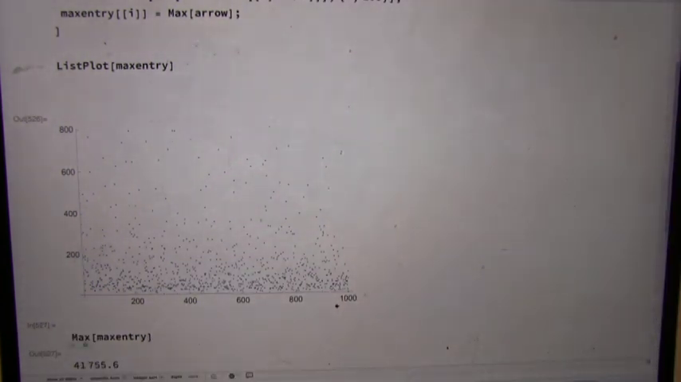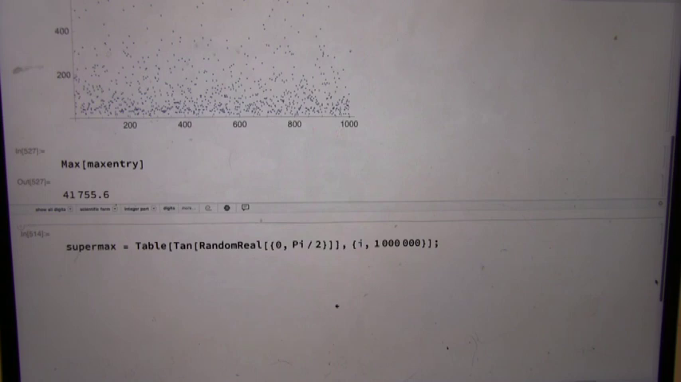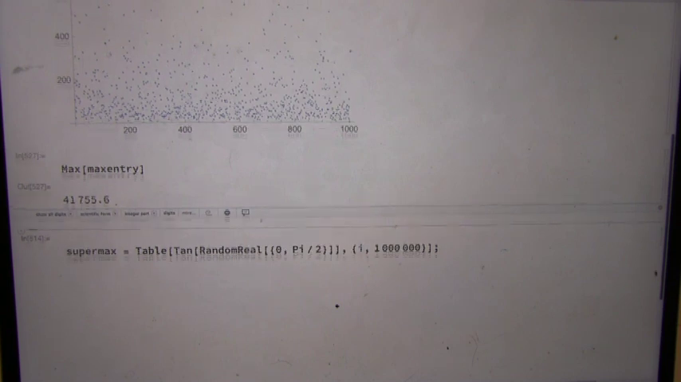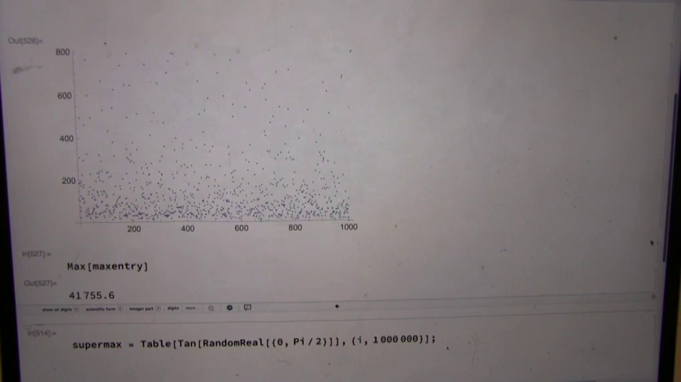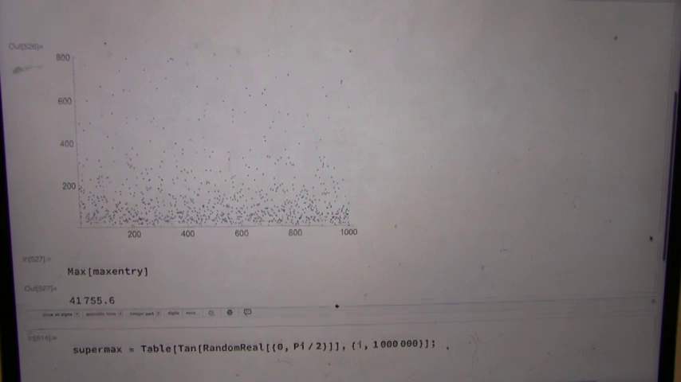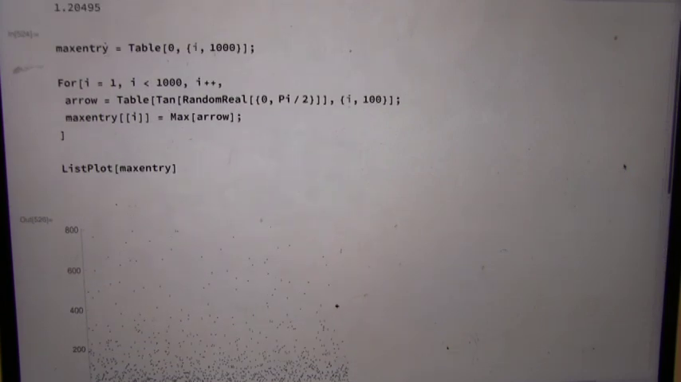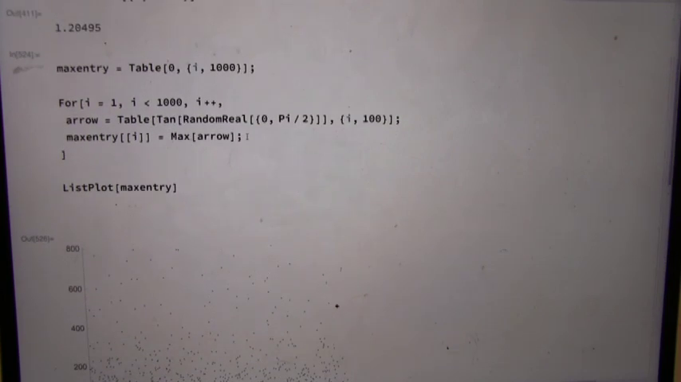Oh, it's actually 41,000. Okay, well, so there are a few that, I guess, well, one that picks 89.9999. Yeah. It's really, really close. Okay. Are you surprised that although most of them were below 200, and then it spread out a little more, like you kind of guessed it would? Yeah. Are you surprised that the maximum is 41,700? Yeah. Well, let's run it again. Maybe that was just an anomaly.